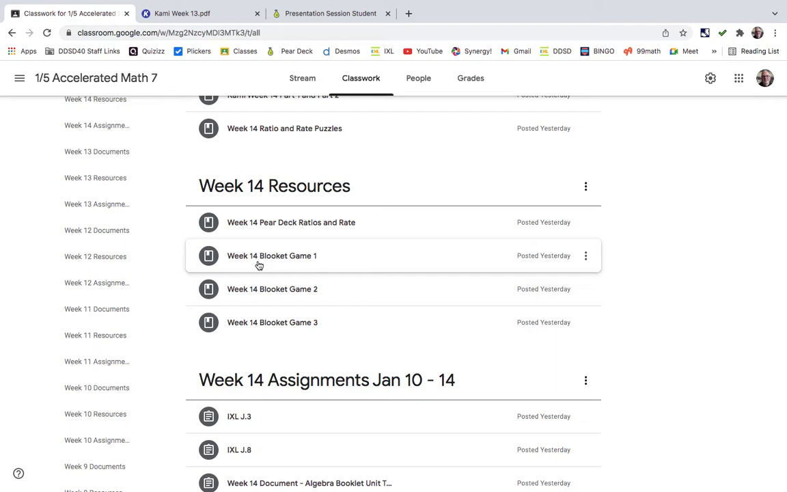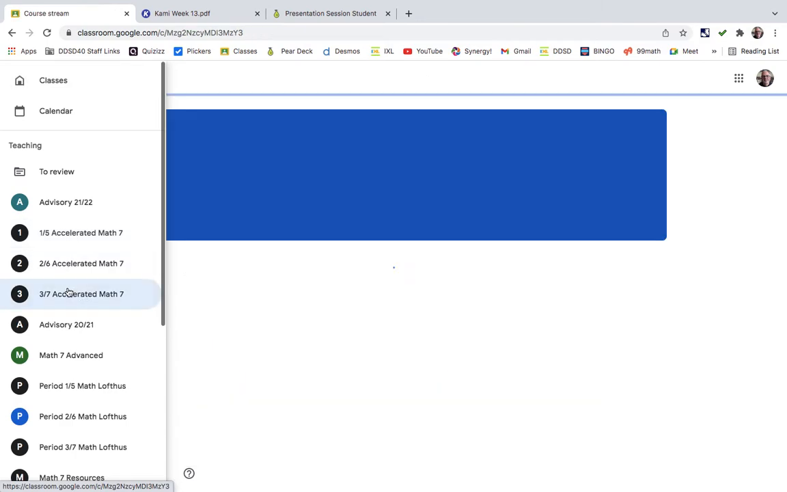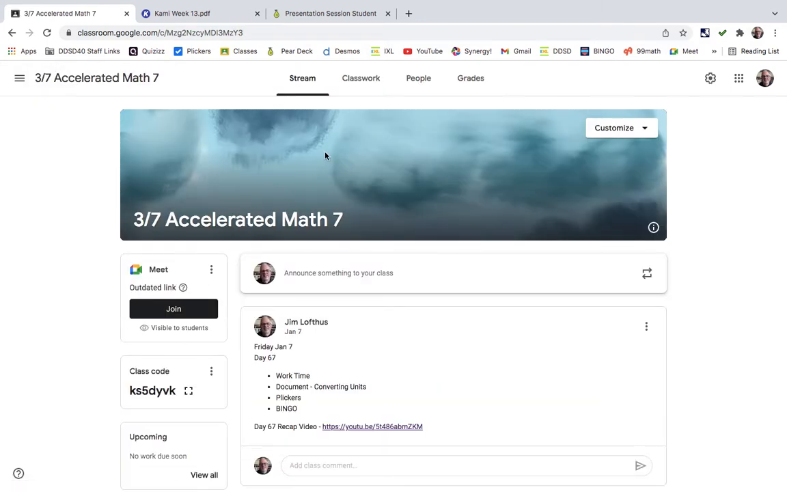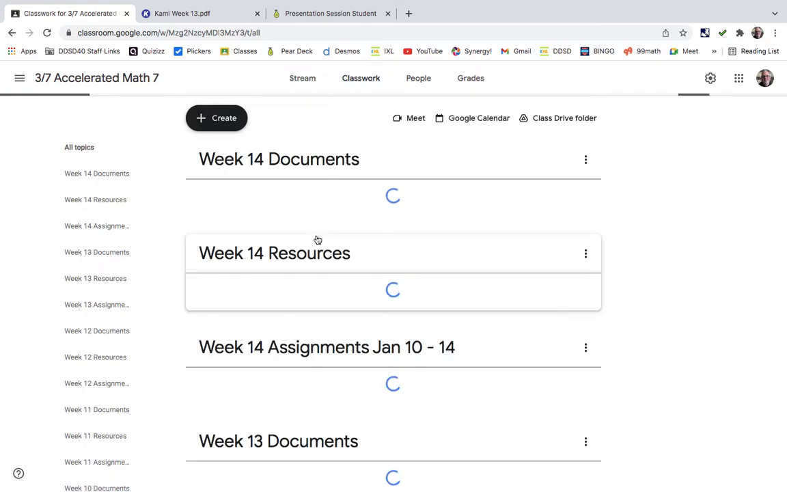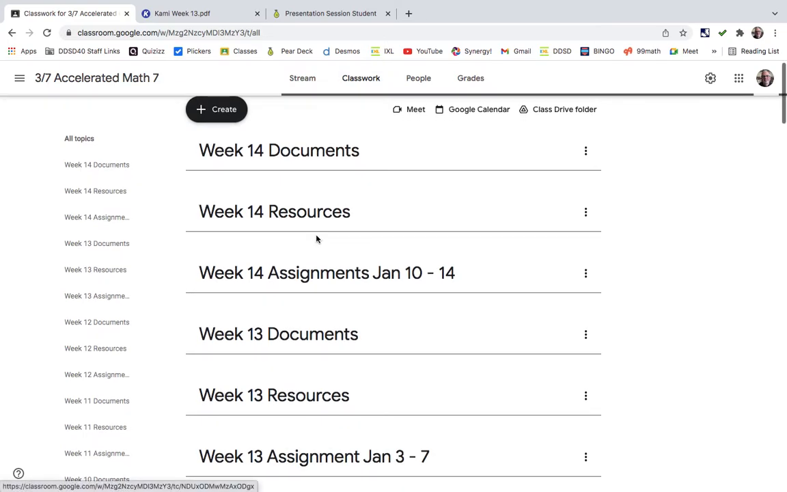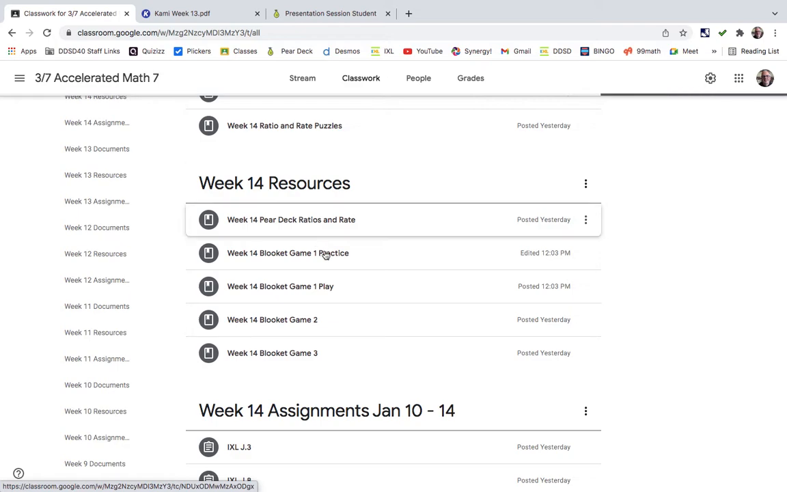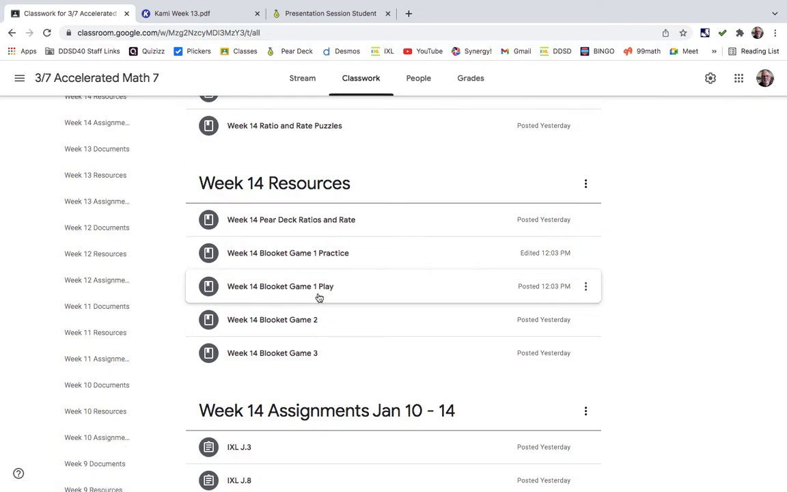I'm going to have it organized by practice and play. I'll show you what that looks like for period set. I've set it for period 3. So now it says Blooket, Game 1 practice, Game 1 play. Blooket is a lot like Quizzes, but it is more in the format of a game. So just play around with that. If you're watching from home or you're stuck at home and you can't come, please do game 1. We're going to do game 2 tomorrow.